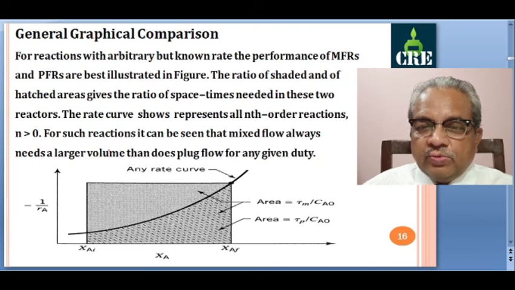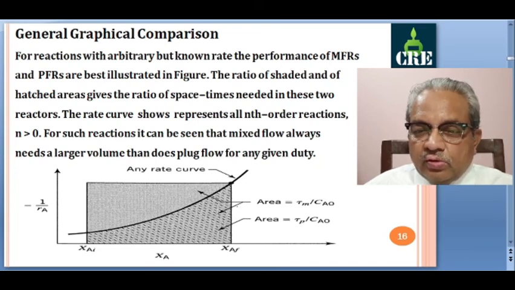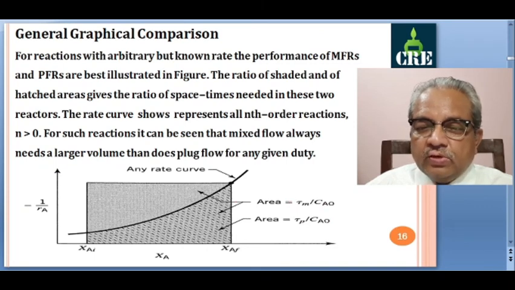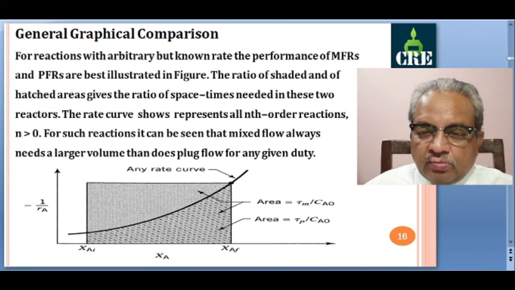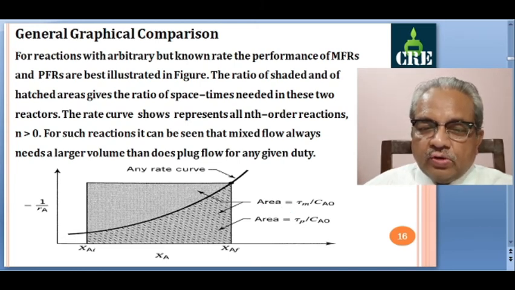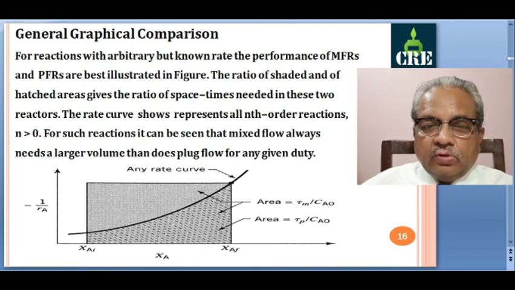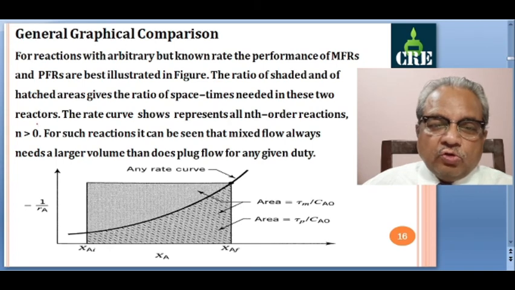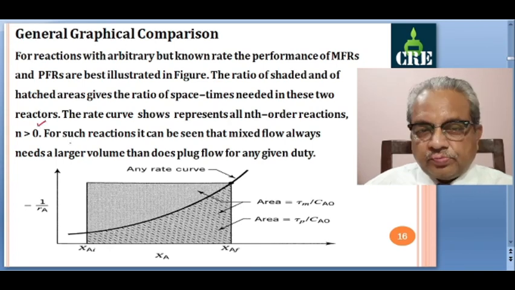So this area is nothing but tau m by Ca0, and this area is nothing but tau p by Ca0. The area under the curve represents plug flow and the complete rectangle represents mixed flow. So tau m by tau p is nothing but the ratio of this rectangle to this area under the curve. The rate curve shown represents all nth order reactions for positive orders, that is n greater than 0.